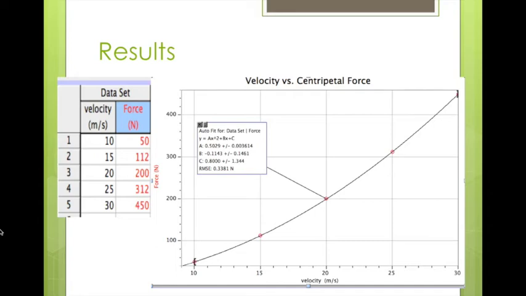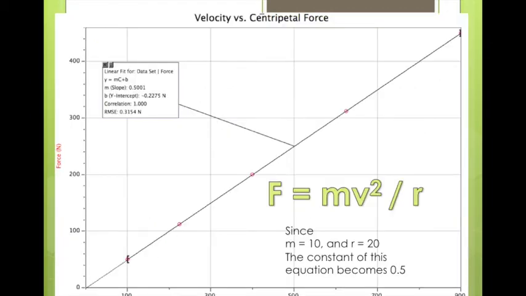So, when we collect all the data, we can plot all this data into a graph, and a parabola appears, as we can see. This shows that the net force increases exponentially as the velocity increases. But when we plot the square of the velocity into the graph, a linear relationship is shown. Therefore, the centripetal force is proportional to the square of the velocity.